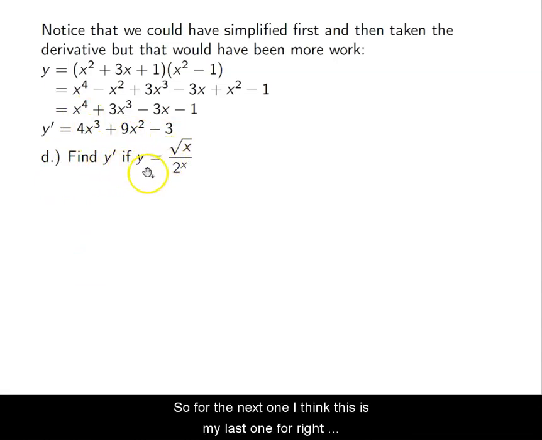So for the next one, I think this is our last one for right now until we go into the quotient rule, the next rule we have. We want to find y prime if y is square root of x divided by 2 to the x power. Now, if you notice, it doesn't really look like it's one function times another. It more so looks like one function divided by another function.